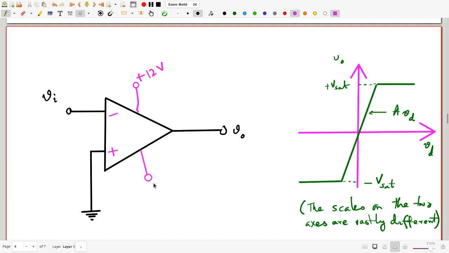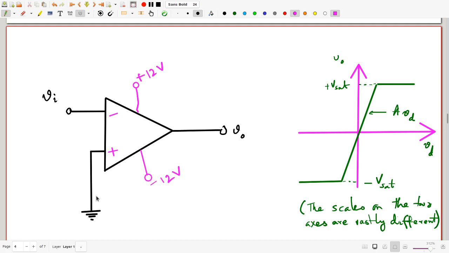Other op-amps may have different values for these voltage sources. But the IC741 and many other typical op-amps require a plus minus 12 volt dual supply. What does that mean? It means that this one end has to be held at plus 12 volts with respect to the ground. The other end has to be held at minus 12 volts with respect to the ground.